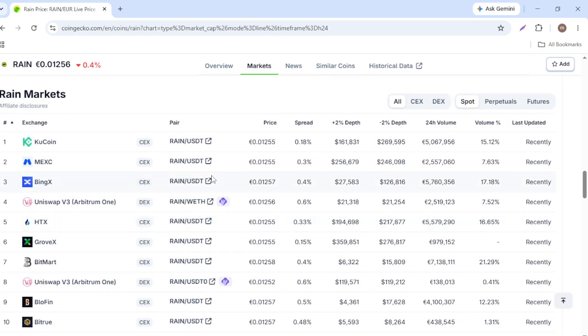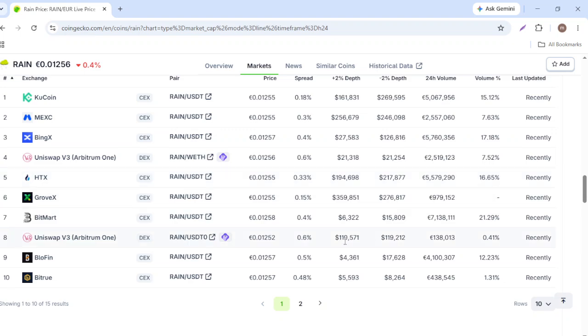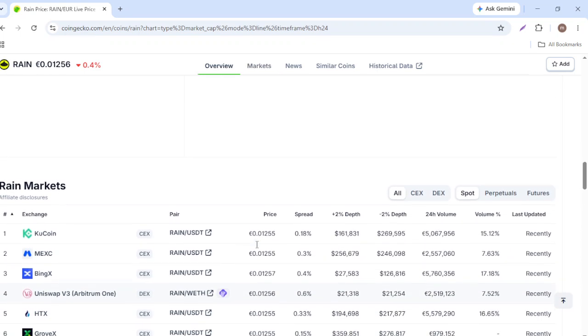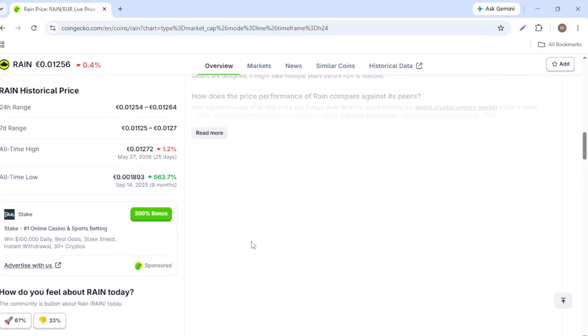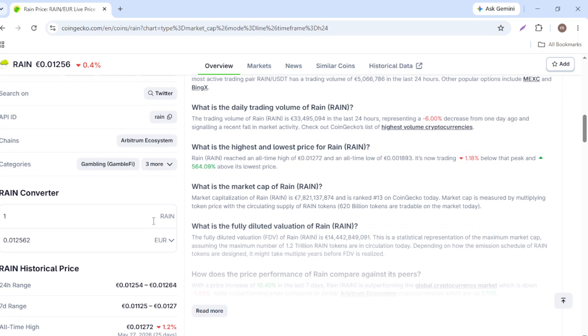You should also pay attention to the exchange trust score shown in the Markets section. CoinGecko uses trust score to help evaluate exchange reliability and market quality. If a coin's trading activity is mostly coming from exchanges with stronger trust signals, that can give you more confidence than volume coming from unknown or low-quality exchanges.